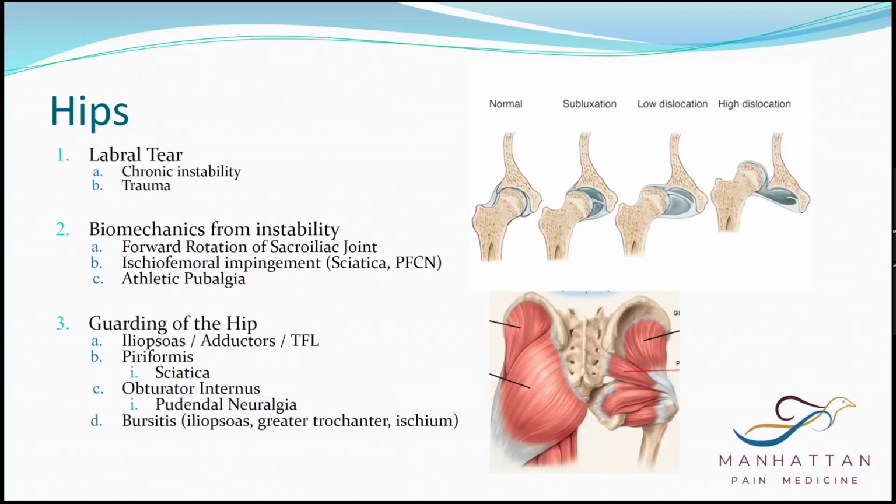Guarding of the hip: I mentioned the iliopsoas in the front, the adductors in the front, the tensor fasciae latae, which will make the IT band tight. Not uncommon for hip hypermobility to cause knee pain radiating down. Piriformis in the back can put tension on the sciatic nerve and cause sciatica. Obturator internus can cause pudendal neuralgia by pulling on the pudendal nerve, or if it's enlarged, because that muscle is just chronically being overused, then it will actually occupy space. And this is where Botox can be helpful because it'll shrink that muscle so it doesn't take up as much space and push up against the pudendal nerve.